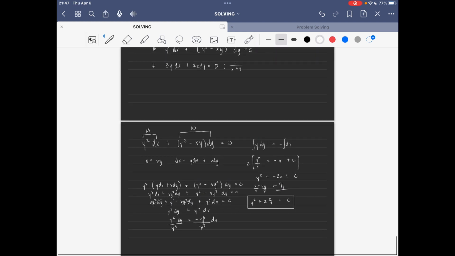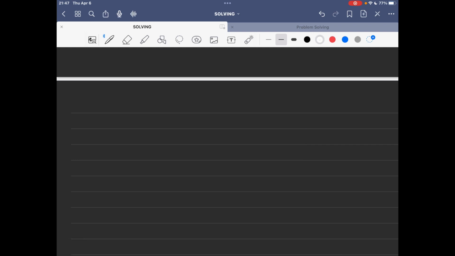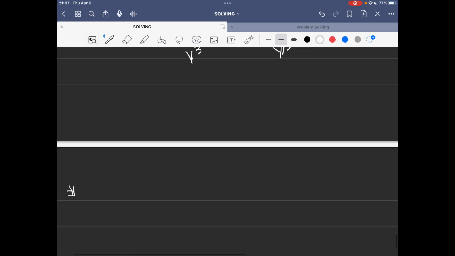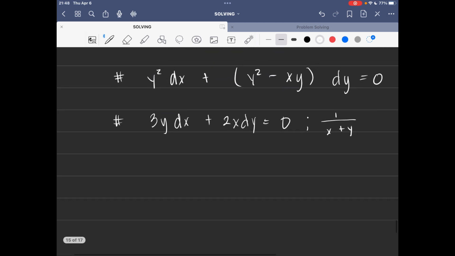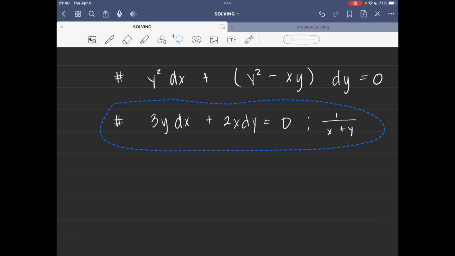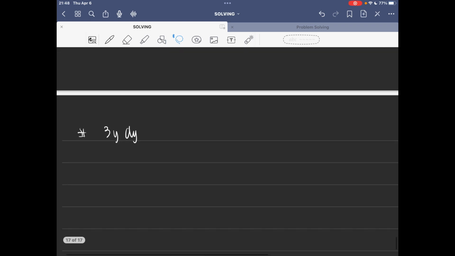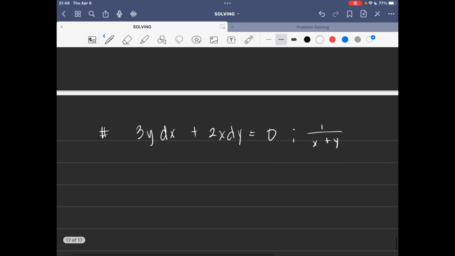Number 2. So in number 2, we have a problem of 3y dx plus 2x dy. Okay, let's just copy this. So we have a problem of 3y dx plus 2x dy.